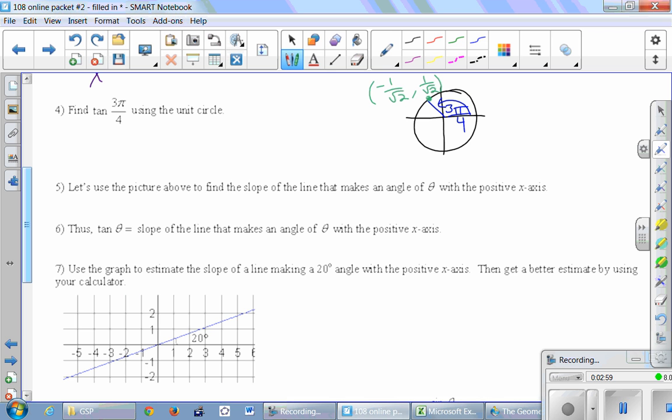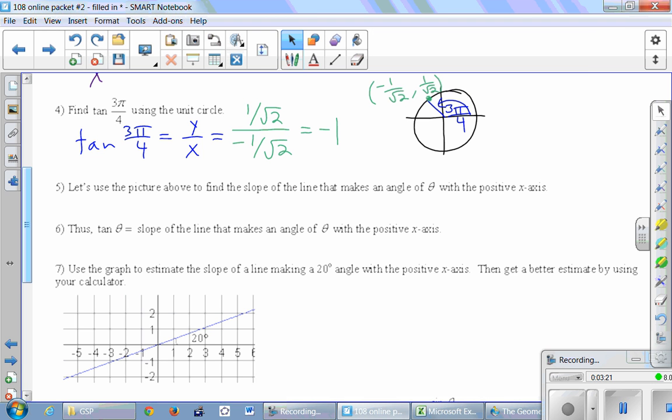Either way, we're going to take the y and divide it by the x. So let's write tangent 3 pi over 4 here is equal to, and you don't need to write this in general, but I'm just highlighting our new definition. It's y over x. So the y coordinate is positive 1 over root 2. The x coordinate is negative 1 over root 2. When we simplify, we just get negative 1. So the tangent of 3 pi over 4 is negative 1.